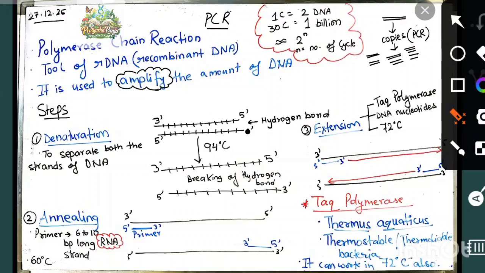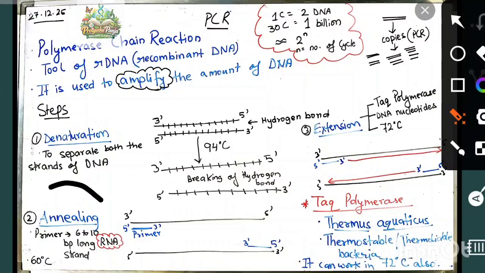How is it separated? By applying a high temperature to it. What is the temperature? It is 94 degrees Celsius. So at high temperature, the hydrogen bonds break, and the two strands of DNA are now separated. Now both the strands act as a template strand.